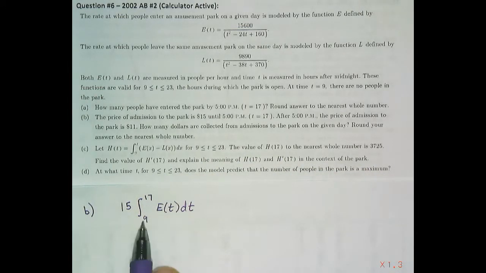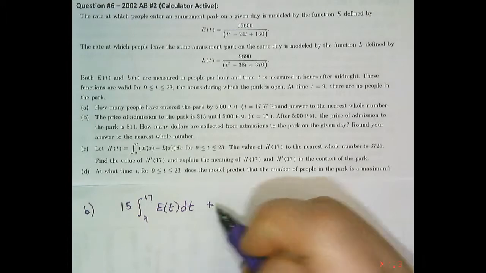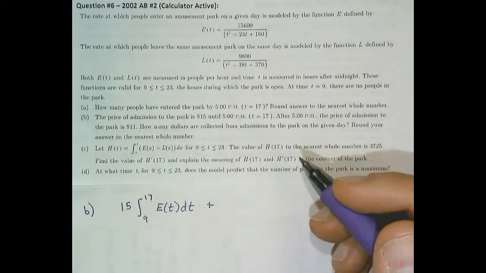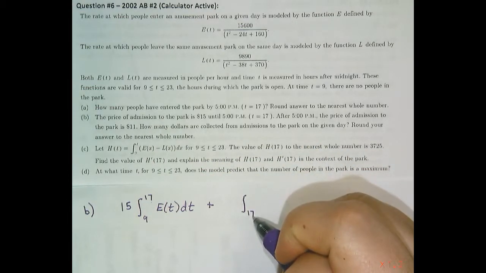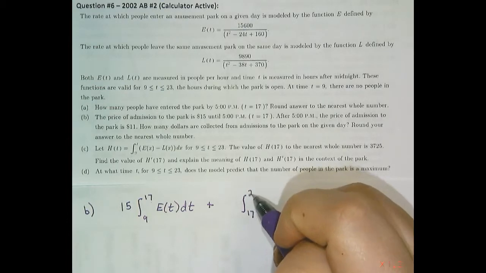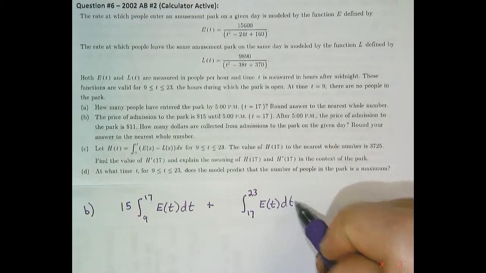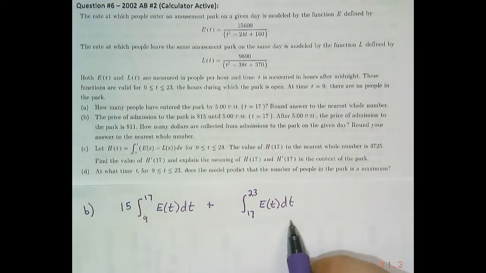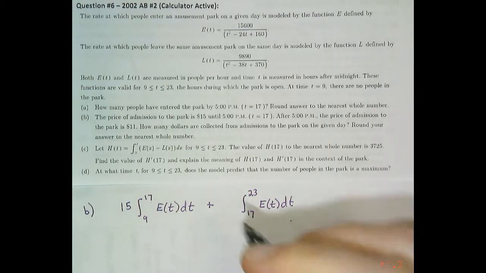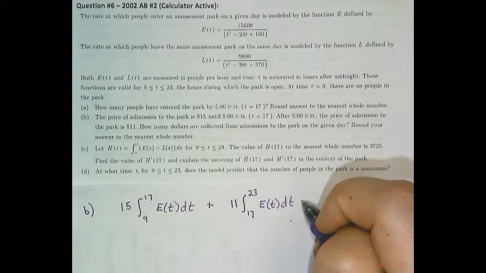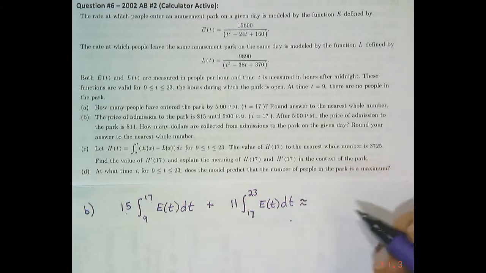And if we take that and we multiply it by 15, that would give us the total money earned from 9 a.m. to 5 p.m. And then if we add to that the fact that from 5 p.m. onwards, the price drops to $11. So from 5 p.m., which is 1700, until closing time, 2300, this will tell us how many people entered between 5 p.m. and 11 p.m. The cost drops to $11. So cost times numbers plus cost times numbers. Again, we could turn to our calculator for this.